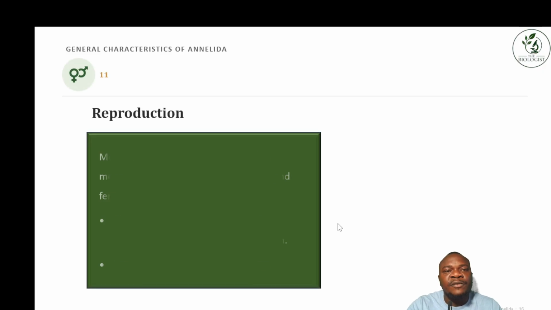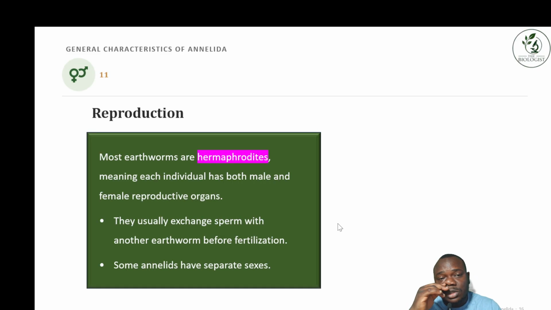In reproduction, earthworms are mostly hermaphrodites, which means they have both the male and the female reproductive organs. Okay, so they usually exchange sperm with another earthworm before fertilization. All right, and some annelids have separate sexes. Separate sexes means you can have a male annelid, you can have a female annelid. So that is that.